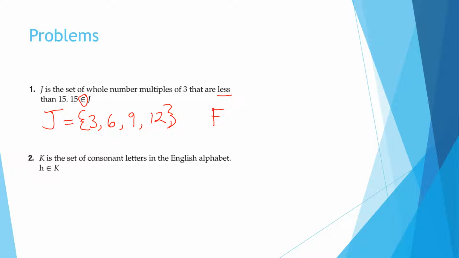K is the set of consonant letters in the English alphabet. Is H an element of K? And I need to say true or false. So we're going to start by writing K. K is, don't forget your braces. A is a vowel, not a consonant. B, C, oops. Let's switch that around.